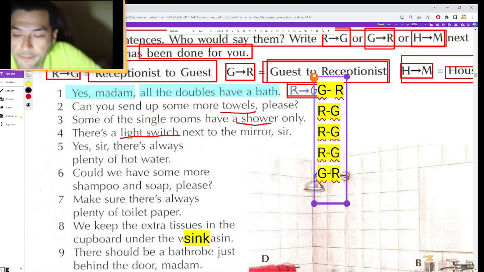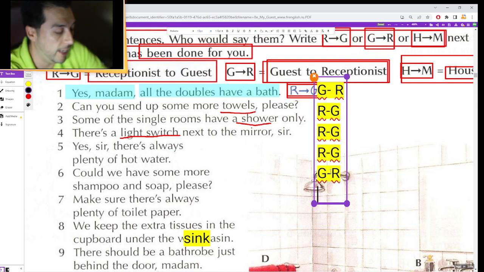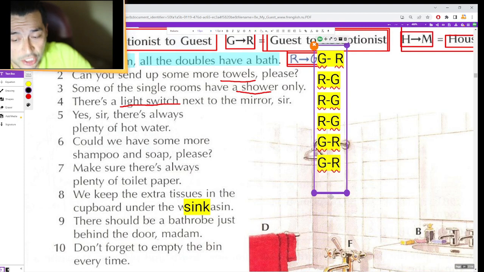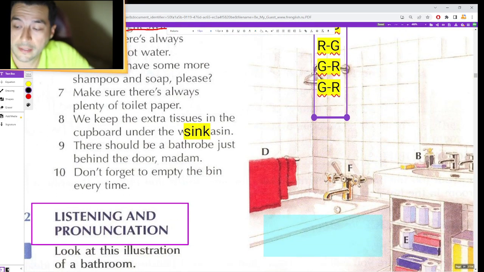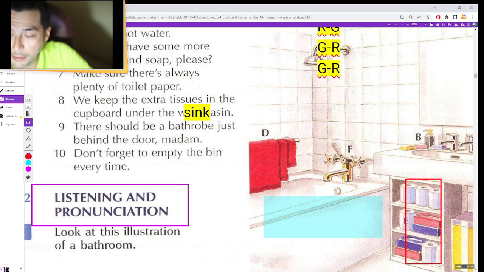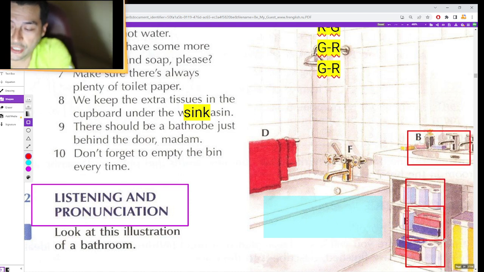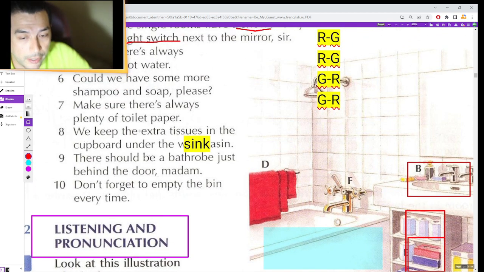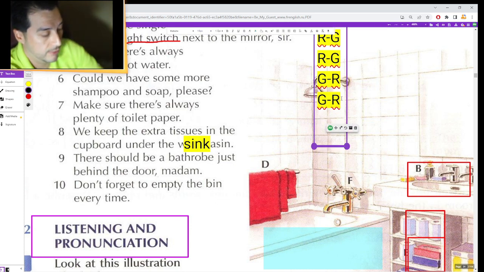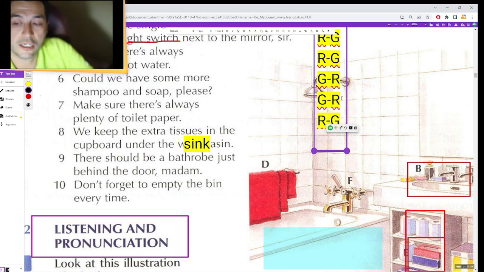Yes, absolutely. Number seven, "Make sure there's always plenty of toilet paper." Hey, make sure, please. Guest to the receptionist. GR. "We keep the extra tissues in the cupboard under the sink." Extra tissues in the cupboard under the sink. Number eight, "We" is the receptionist. Receptionist to guest. RG. Receptionist to guest. Number nine.